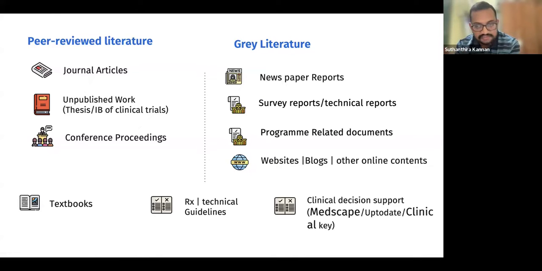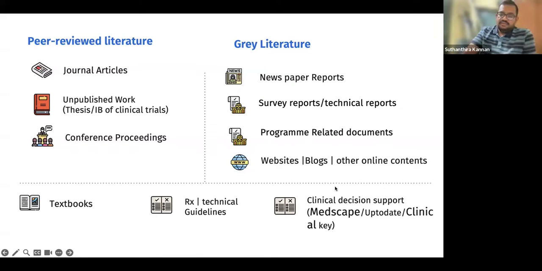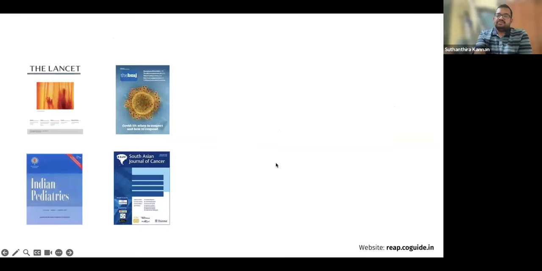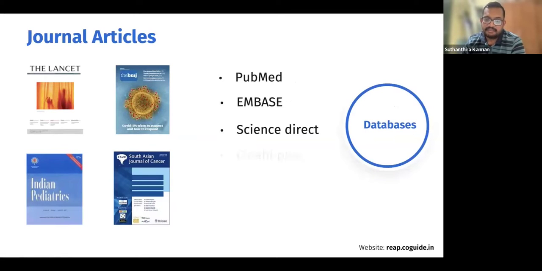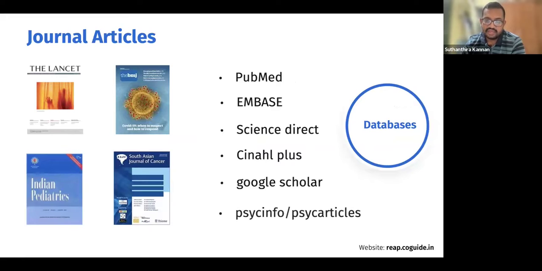It depends on your research question. Especially it will affect your clinical decisions. Suppose Medscape or ClinicalKey, software which helps clinical decision support, may be used, but with caution. The commonly used journals for the review of literature are the Lancet, BMJ, the top journal in your field, or the South Asian Journal of Cancer. That is a sample of journal articles. Databases are also available: PubMed, Embase, ScienceDirect, CINAHL Plus, Google Scholar, and PsycINFO for psychiatry articles.